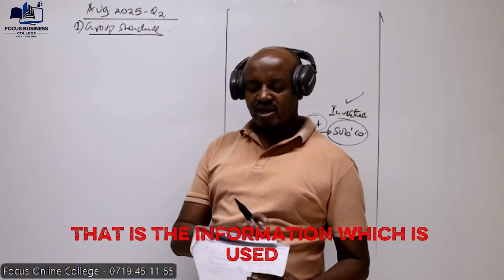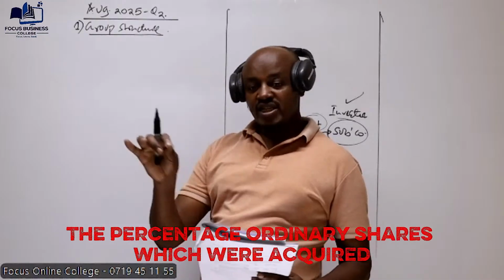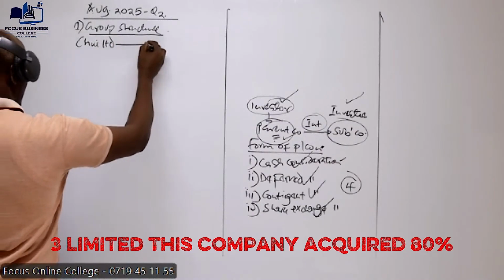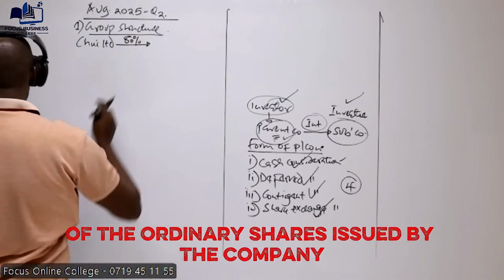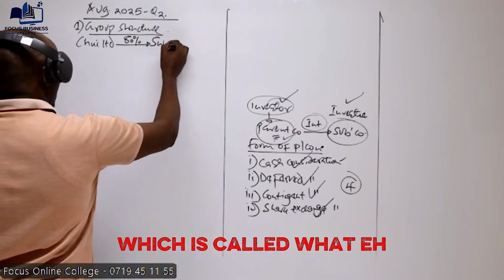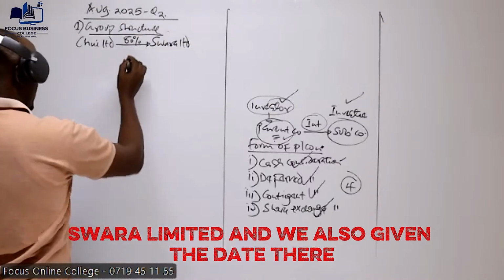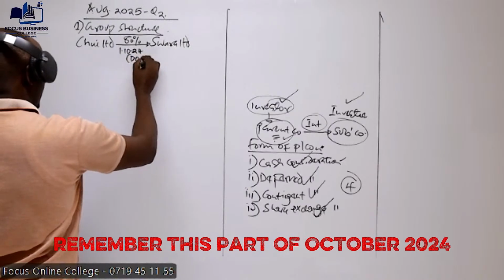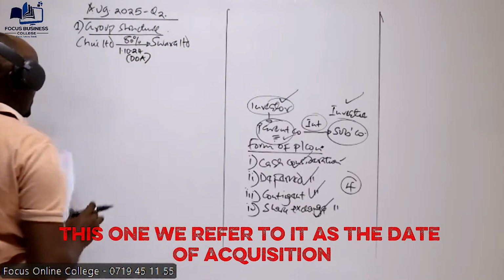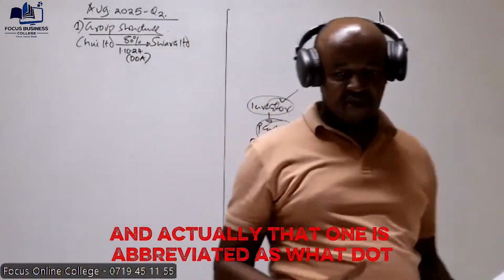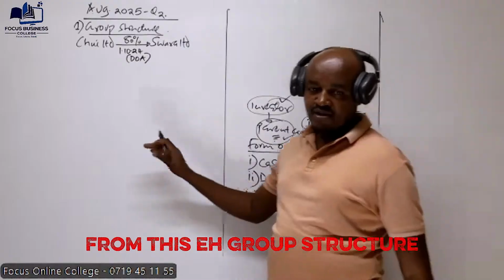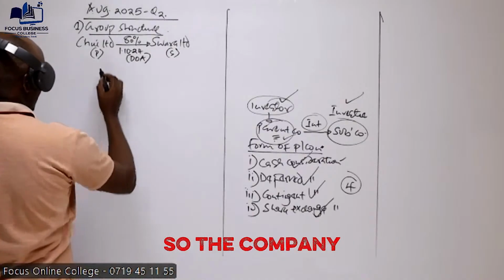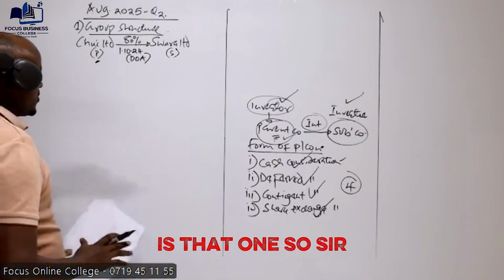That is the information which is used in coming up with a group structure, the percentage ordinary shares which were acquired. So we are told the company called Chui Limited acquired 80% of the ordinary shares issued by the company called Swara Limited. And we are also given the date there, 1st of October 2024. This we refer to as the date of acquisition, abbreviated as DOA. So from this group structure, we conclude that this is the parent company, whereas that is the subsidiary. So the company required to prepare the group account is that one.